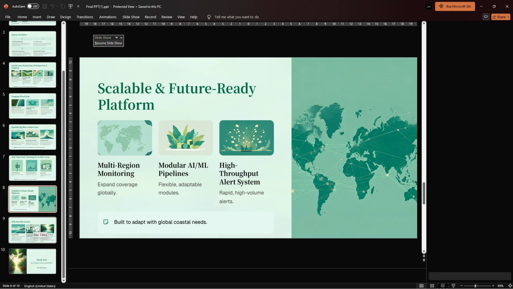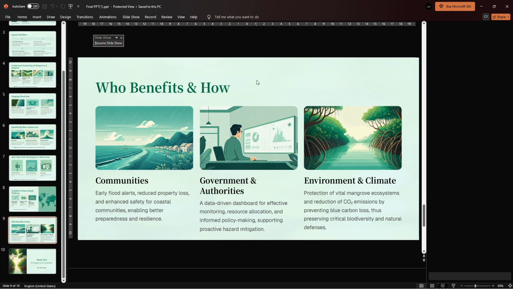Then we move to the next slide, that is who benefits and how. Basically, the beneficiaries are communities, government authorities, and the environment and climate, which is the most essential thing for all of us. And that's all about our solution.